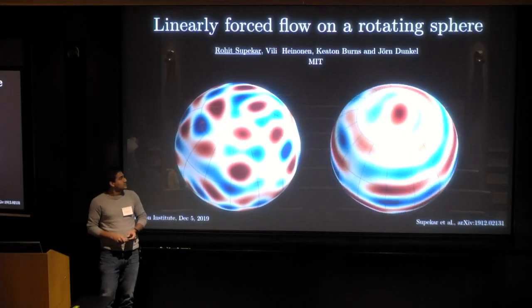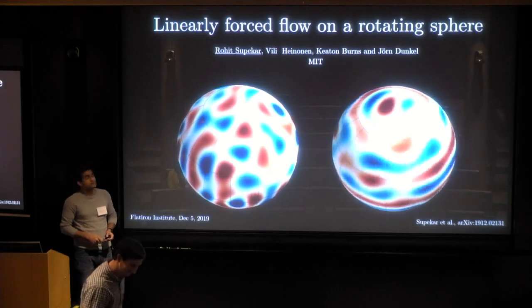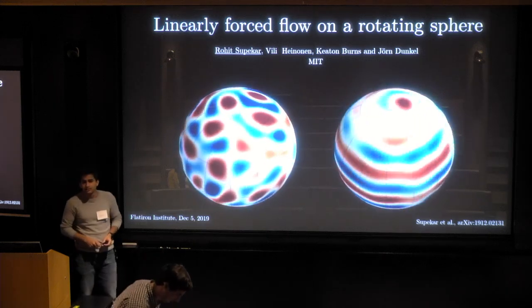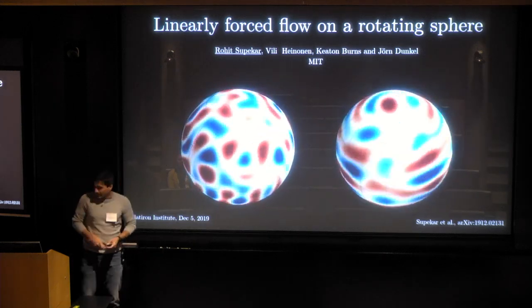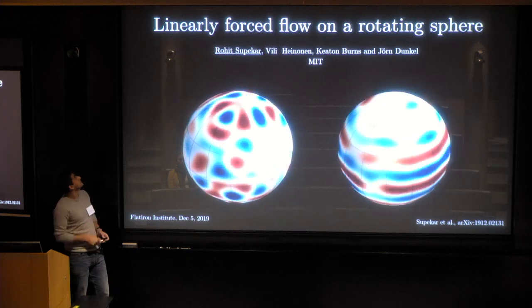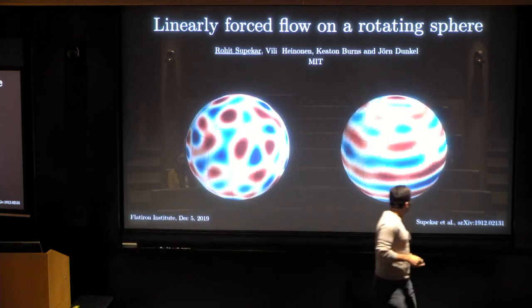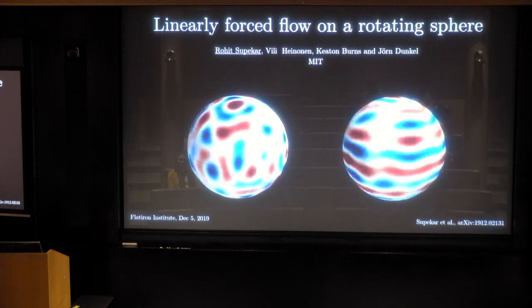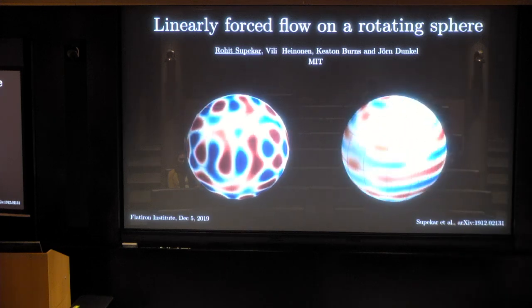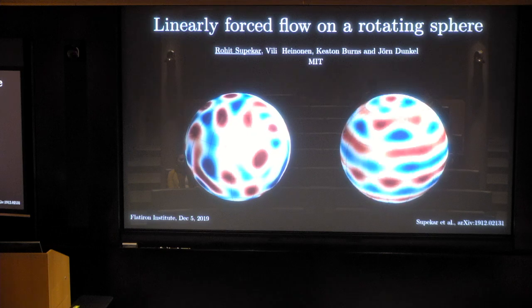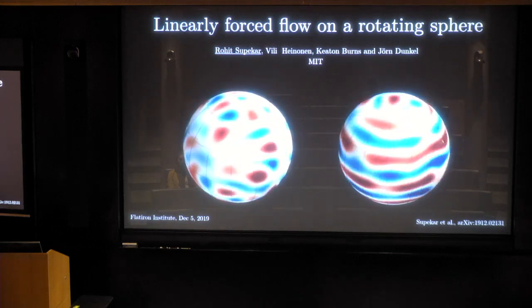Thank you. Yeah, so my name is Rohit, and I'm a graduate student at MIT. My advisor is Professor Jan Dunkel. And today I'm going to talk about, as the name suggests, linearly forced flow on a rotating sphere. First of all, thanks a lot for this wonderful conference, and thanks for staying back. I hope that you won't regret this decision after the talk is over.